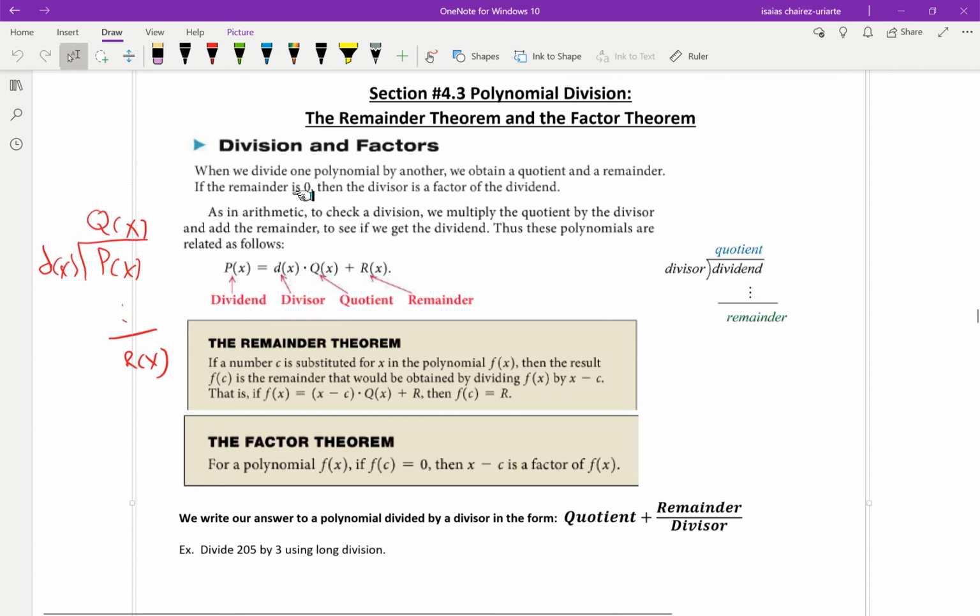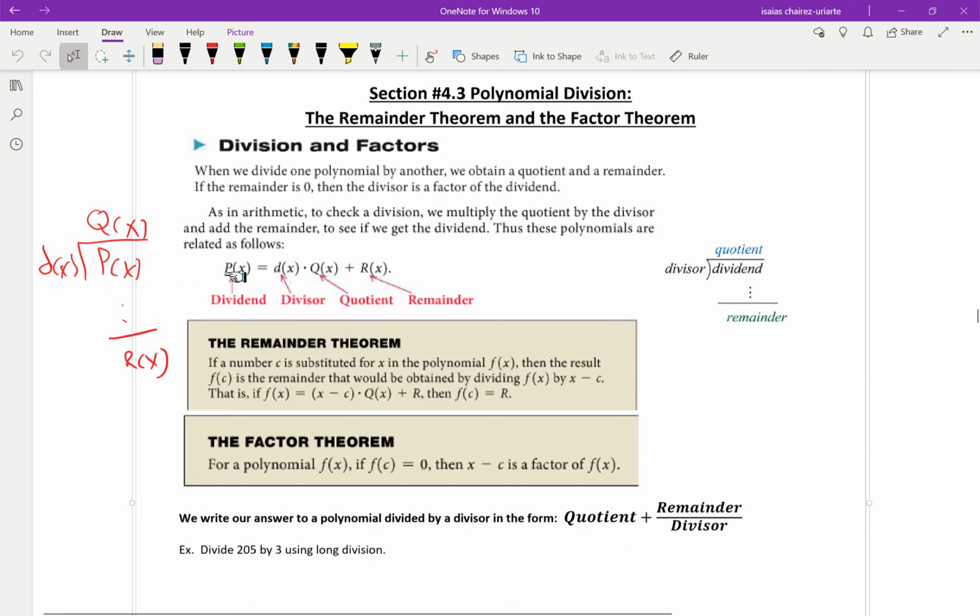So you gotta think kind of old school division. You have your little house symbol, and you have what's called the dividend inside. You have the divisor, you have a quotient, and a remainder. And in terms of polynomials, you have a polynomial p of x that's being divided. So that polynomial p of x is called the dividend. It's being divided by this other polynomial called d of x. This other polynomial is called the divisor. And then you end up with what's called a quotient and a remainder. All of these are polynomials.